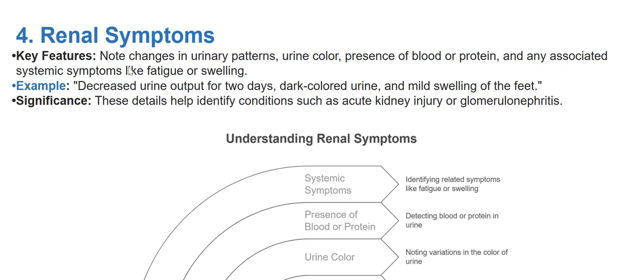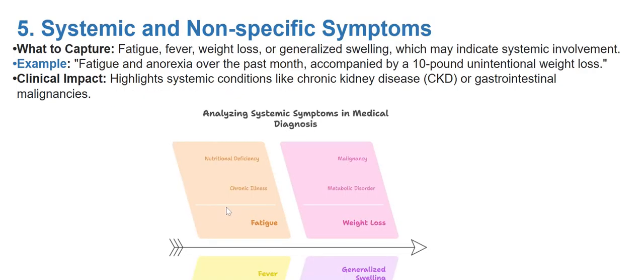Renal or kidney symptoms. Key features here: note changes in urinary patterns, urine color, presence of blood or protein, and any associated systemic symptoms like fatigue or swelling. Example: decreased urine output for 2 days, dark colored urine, and mild swelling of the feet. Significance here: these details help identify conditions such as acute kidney injury or glomerulonephritis. And here is a diagram summarizing the understanding of renal symptoms.